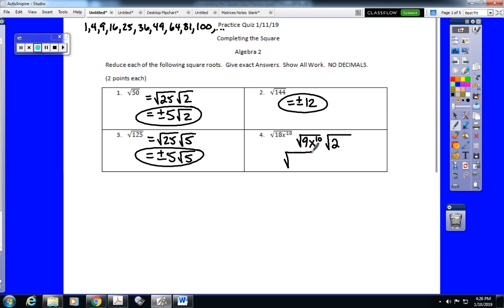Because when we take the square root of any term, the exponent will simply get divided by 2. So the square root of 9 is 3. The square root of x to the 10th would be x to the 10 divided by 2, which would be x to the 5th. And then we still have root 2 on the end. You're going to have 4 of these on your quiz tomorrow. You are expected to show your work. So it would be ideal if you're showing the work step, and do not forget your plus or minus.